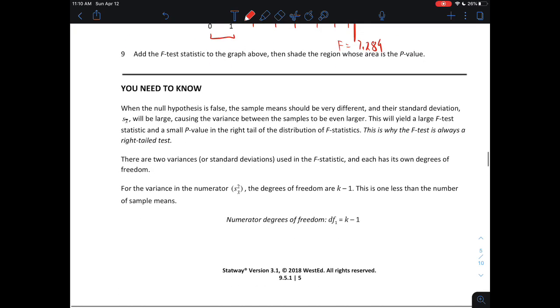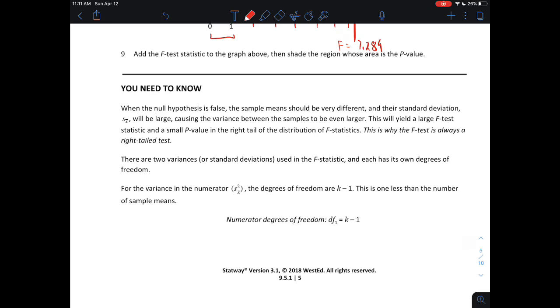Here's a summary so far of what we've talked about. When the null hypothesis is false, the sample means should be very different, and their standard deviation S sub x bar will be large, causing the variance between the samples to be even larger. This will yield a large F test statistic and a small p-value in the right tail of the distribution of F statistics. This is why the F test is always a right-tailed test.